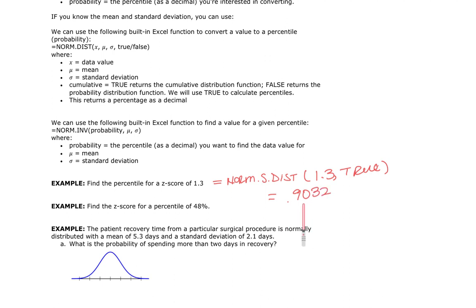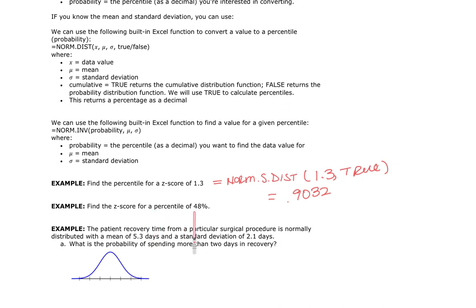What does this mean? Well, the interpretation could be two things. It tells me that this z-score is at the 90th percentile. It also tells me that the probability of getting a random variable that is 1.3 or less would be 0.9032. So we can think of this as a probability. We can also think of this as a percentile.